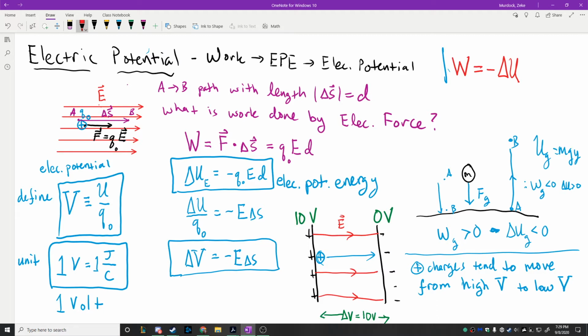So if the electric field points from positive to negative, then the positive charge is going to tend to move along those field lines. So going from 10 down to 0 tells us something about the electric field. The electric field lines point from high potential to low potential.